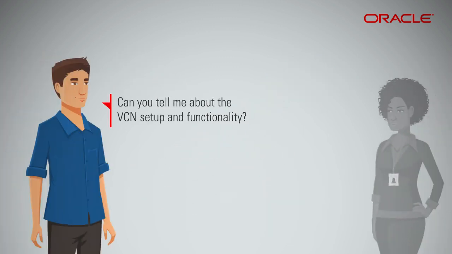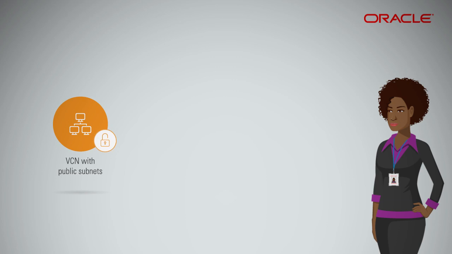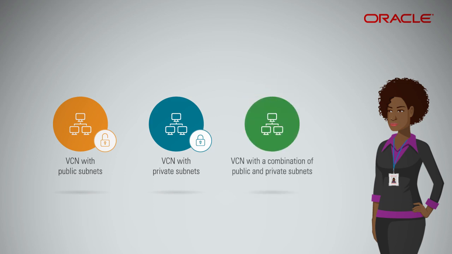Can you tell me about the VCN setup and functionality? There are three ways that the VCN can be set up. VCN with public subnets, VCN with private subnets with connectivity to on-premises network, and VCN with a combination of public and private subnets with connectivity to on-premises network.